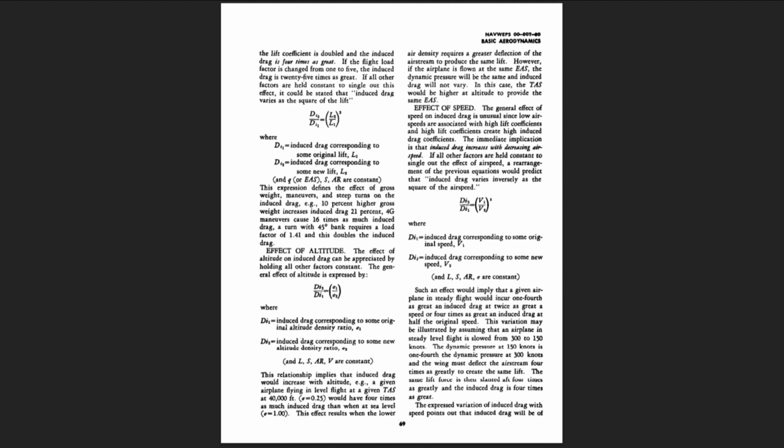The expressed variation of induced drag with speed points out that induced drag will be of greatest importance at low speeds and practically insignificant in flight at high dynamic pressures. For example, a typical single-engine jet airplane at low altitude and maximum level flight airspeed has an induced drag which is less than 1% of the total drag. However, this same airplane in steady flight just above the stall speed could have an induced drag which is approximately 75% of the total drag.